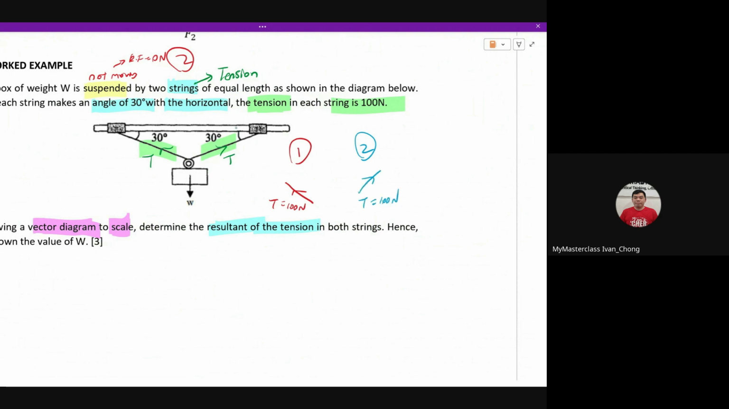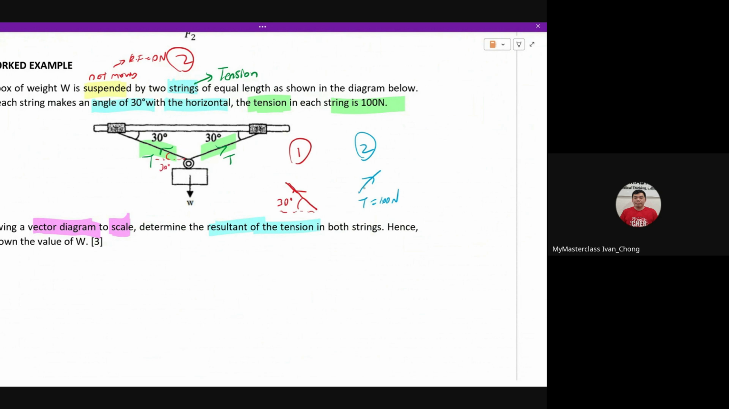And if you notice, the angle is 30 degrees from the horizontal. So when you want to draw your baseline, it should be drawn 30 degrees from the horizontal. Because if you draw a dotted line here, you'll notice that you have alternate angles. So this one is also 30 degrees.